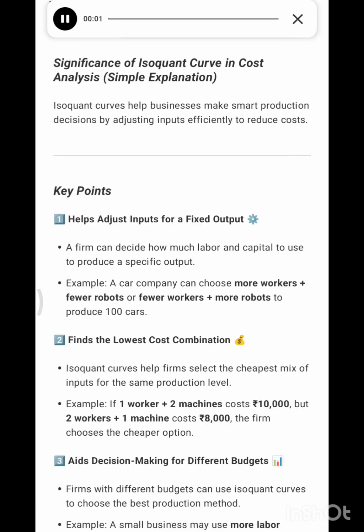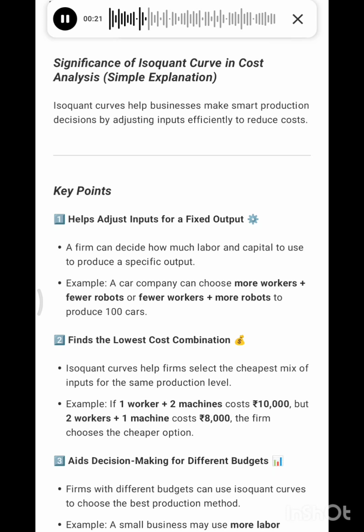Significance of isoquant curve in cost analysis. Simple explanation. Isoquant curves help businesses make smart production decisions by adjusting inputs efficiently to reduce costs. Key points. 1. Helps adjust inputs for a fixed output. A firm can decide how much labor and capital to use to produce a specific output.